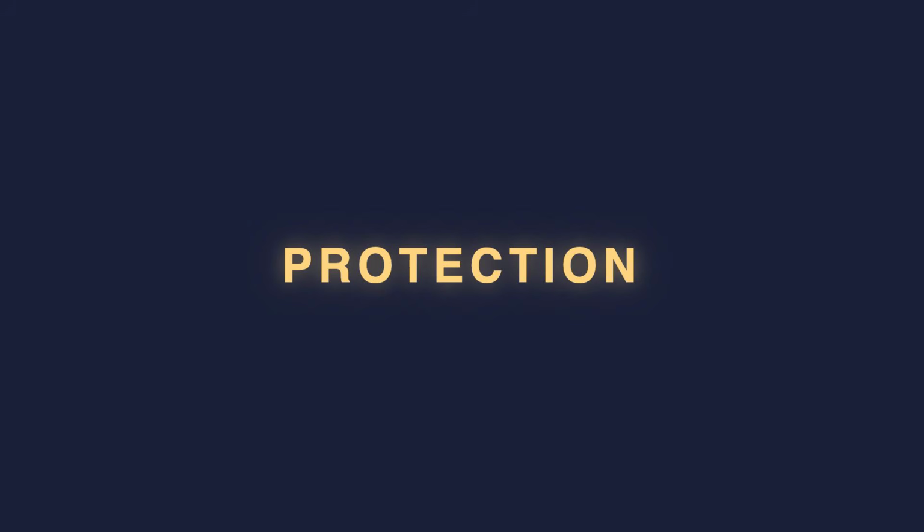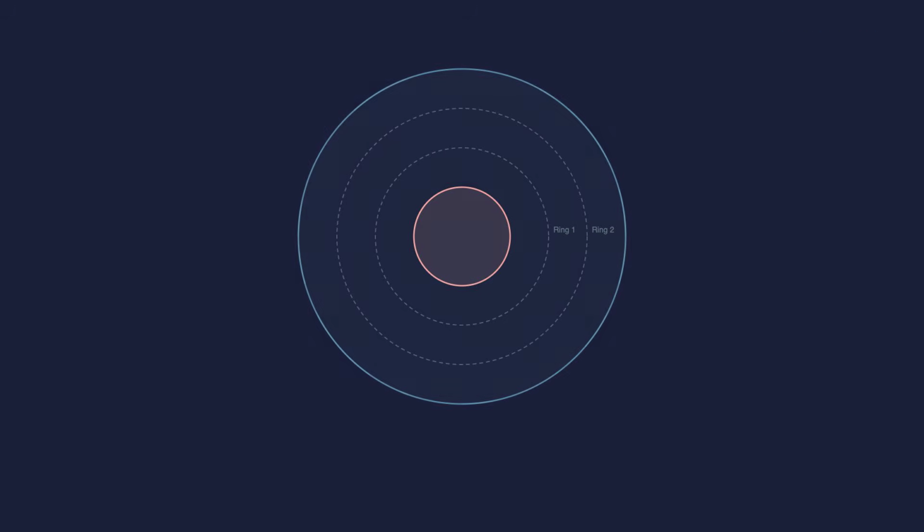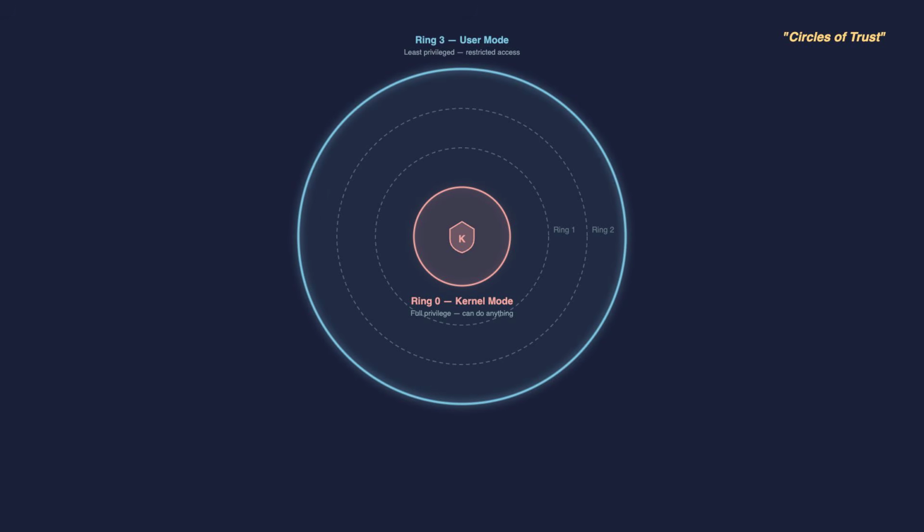But first, why does this boundary even exist? Why can't your program just talk to the hardware directly? The answer is protection. Modern CPUs have a concept called privilege rings. Think of them as concentric circles of trust. At the very center is ring 0, the most privileged level. This is where the kernel runs. It can do anything. Execute any instruction, access any memory address, touch any hardware device. Your programs run in ring 3, the outermost, least privileged ring.